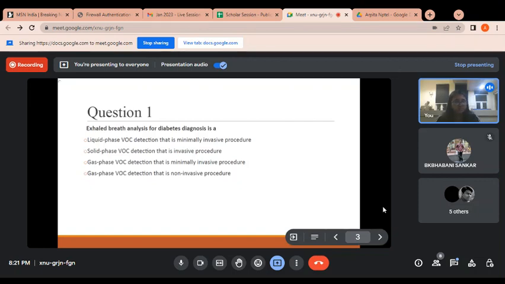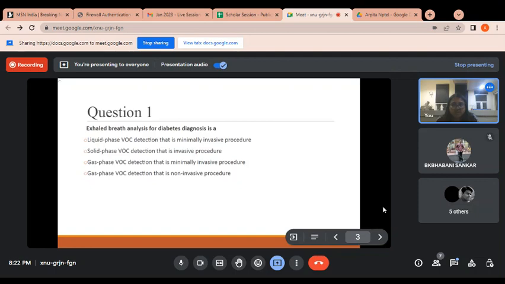Now try to solve the question. What is happening? The first clue is that it is what is present in the exhaled breath, it is in gas form. And then, what is non-invasive, what is invasive, and what is minimally invasive. Now it is clear to you? Tell me the answer. The right answer is option C. Like exhaled breath, it is in gas, so gas phase VOC detection, right?